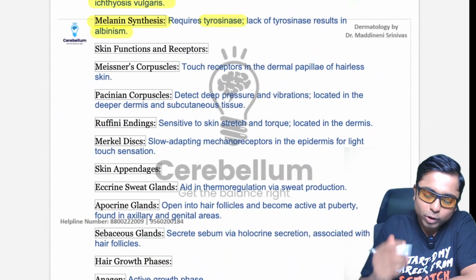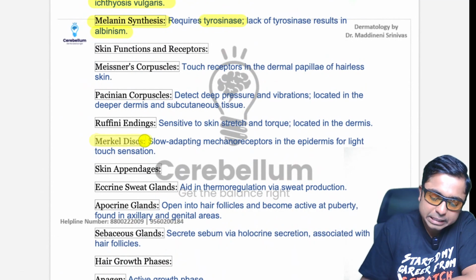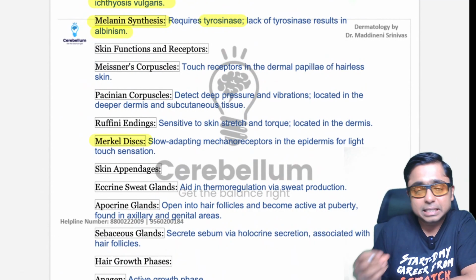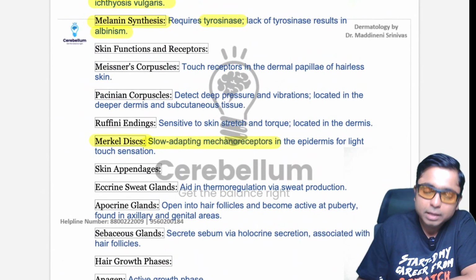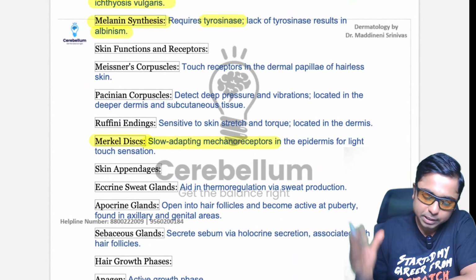Next are the important receptors. Out of this, Merkel cells. Remember, Merkel cells are present in the stratum basale layer, and they are the slow adapting, low threshold mechanoreceptors.